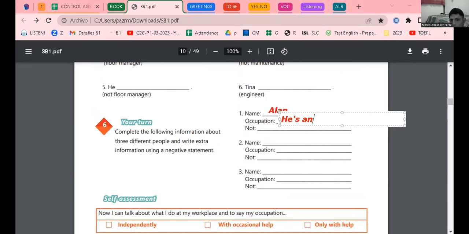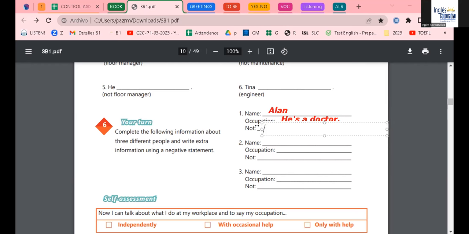He's a... Okay, so let's say doctor. Okay, he's a doctor. He's not a doctor. The nurse. It's not a nurse. So you have to show a contrast. Ahí vamos a mostrar un contraste. Enfermero. Okay, in here, and you're going to do the same with these two exercises. Y lo mismo vamos a ir haciendo en los dos ejercicios siguientes.